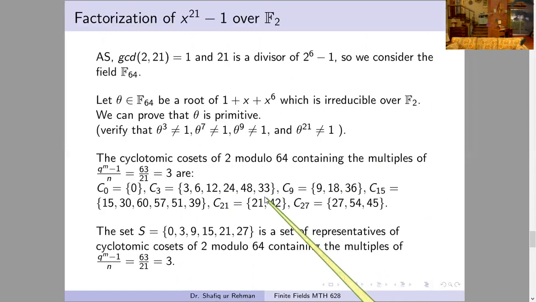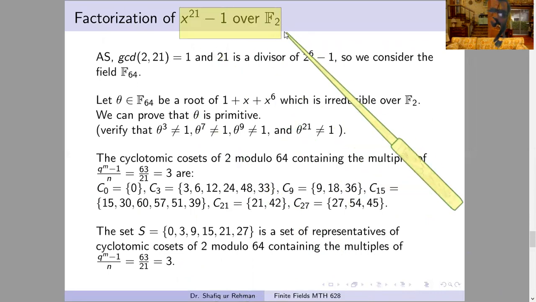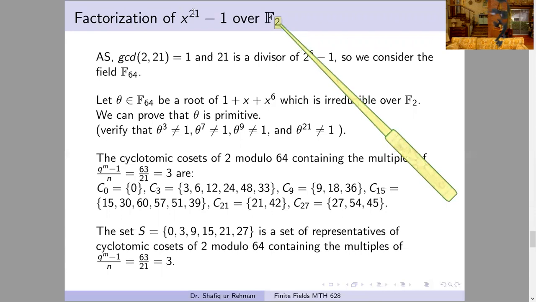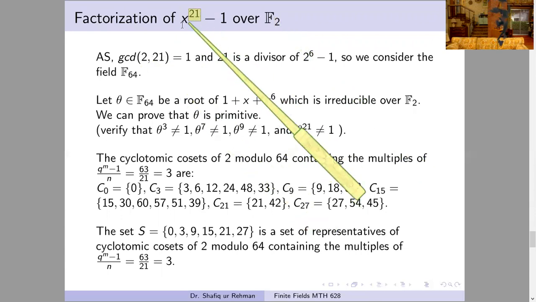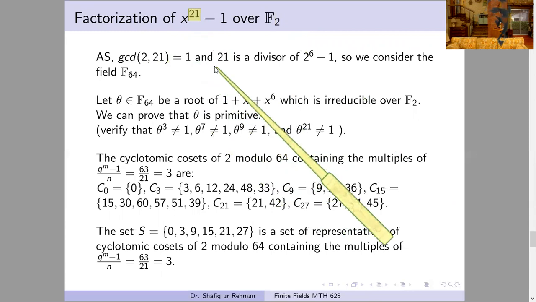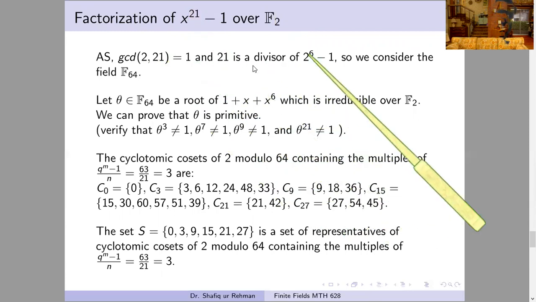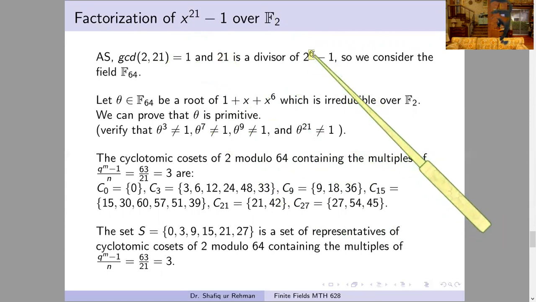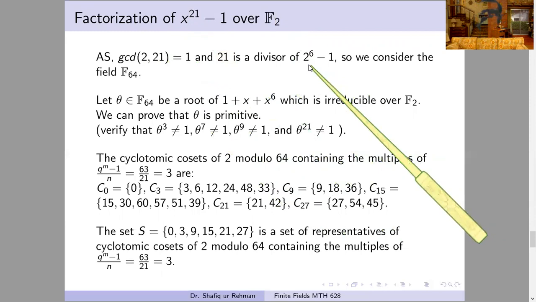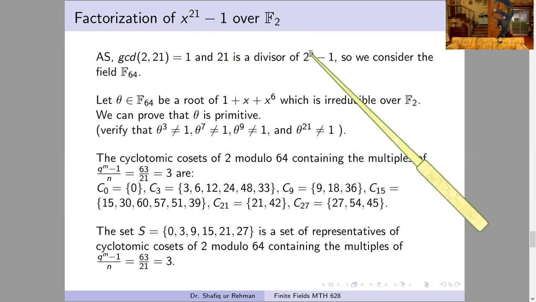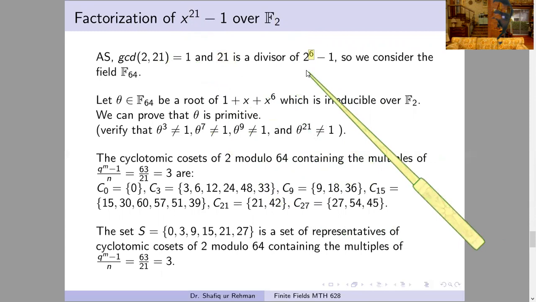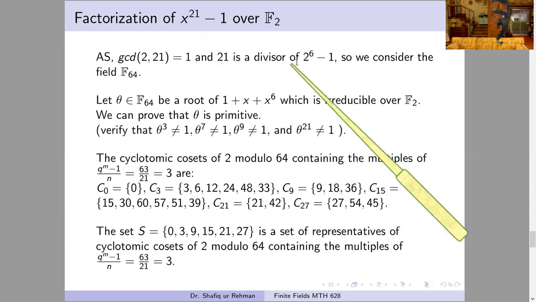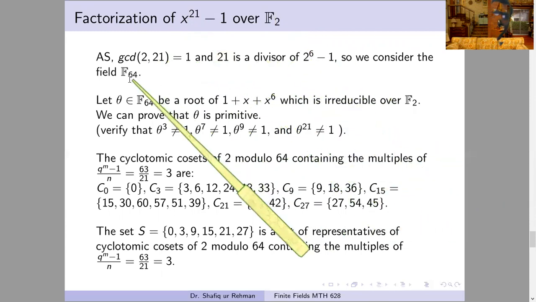I have taken another example. Suppose we want to factorize x power 21 minus 1 over f2. So here our q equals 2 and n equals this. First of all, q and n should be relatively prime, and now we will find some positive integer m such that 21 is a divisor of 2 power m minus 1, and that number is 6. Yes, and for simplicity we choose the smallest such number to make the calculation easy. And 21 is a divisor of this number, so our required field is f2 power 6, that is f64.